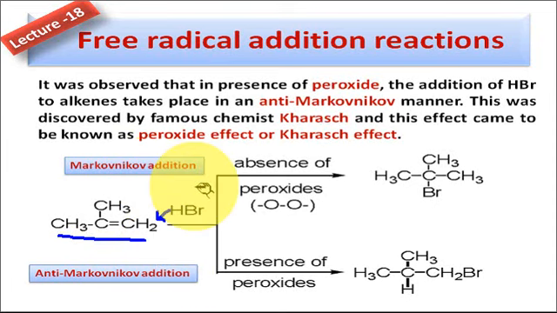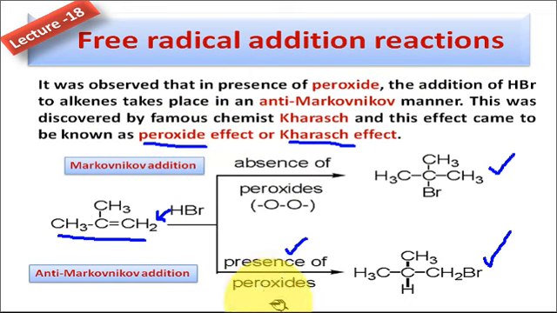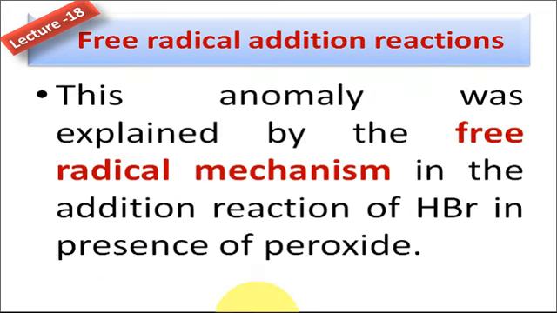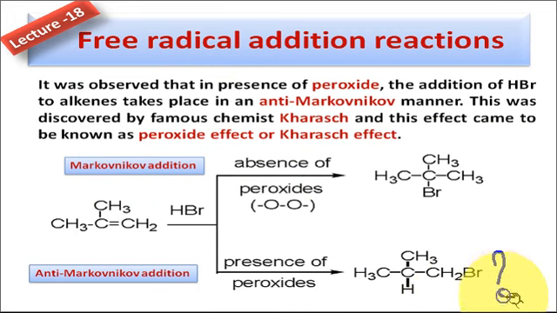So as per the Markovnikov rule, the product should be 2-bromopropane. But it was observed that if this reaction takes place in presence of peroxide, instead of 2-bromopropane, the product formed is 1-bromopropane. This was discovered by the famous chemist Kharasch, and therefore this effect is named the Kharasch effect or the peroxide effect. Now the question comes, why is it so? Why is 1-bromopropane obtained? That means, why does the addition of HBr in presence of peroxide take place via anti-Markovnikov addition?